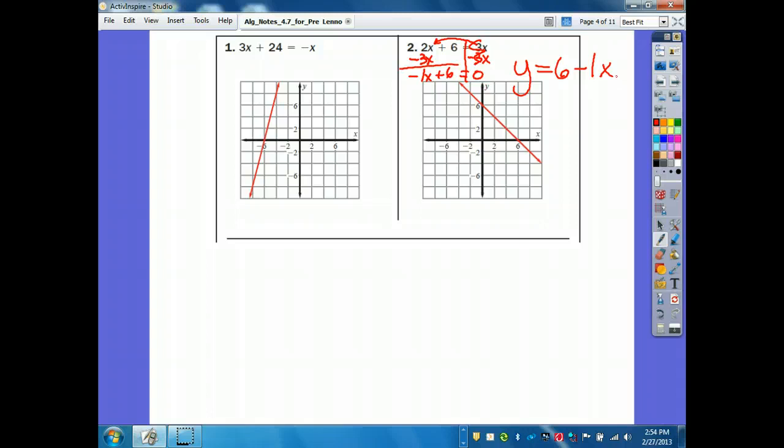No, why not? Because the variable has to go first. Right, wrong order. Not in function form. The x has to come right behind the equal sign. So I have to have a minus 1x plus 6. Right, so now here's the equation.